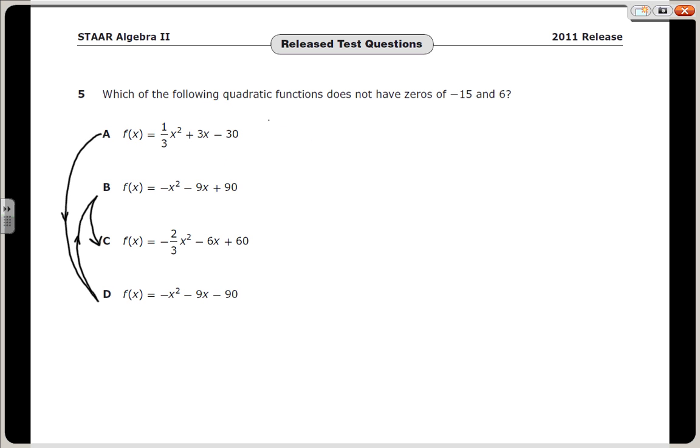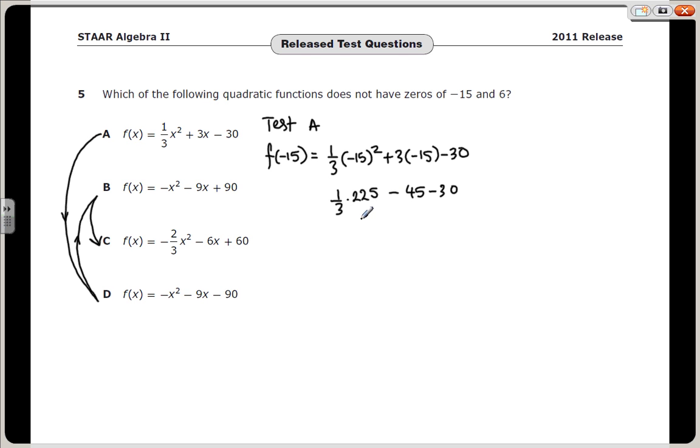So for the test A, we're going to do f of -15 first. Let's do f of -15. What on earth does that mean? f of -15 means that you're going to plug in -15 for all the x's here, right? We have 1/3 times -15 squared plus 3 times -15 minus 30. If you get 0, that's good. Okay, so this becomes 1/3 times 225 minus 45 minus 30.